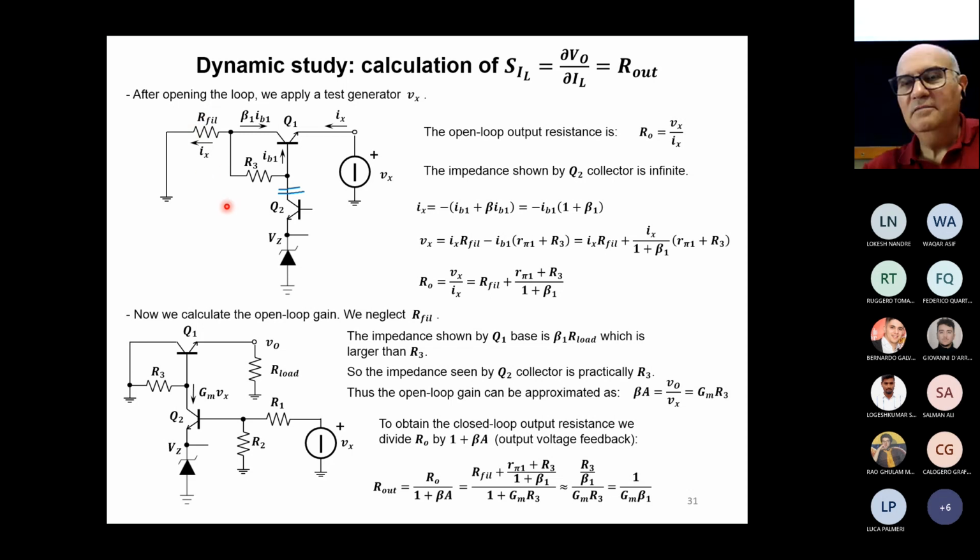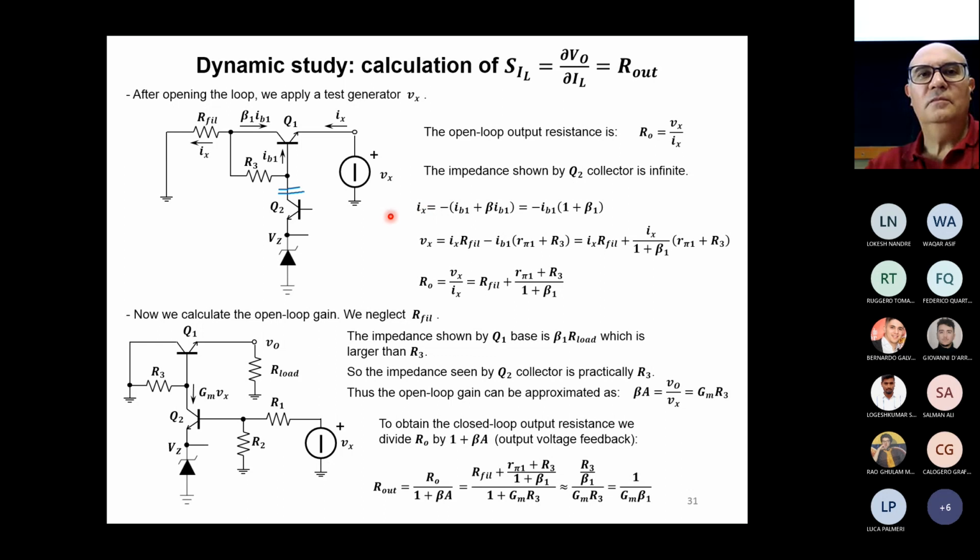And I can use this trick for trying to recover the values. So don't be afraid of the strange direction for those currents. Basically, Ix is the sum of IB1 and beta IB1, but I have to change the sign because they're going the other way. So I can write that Ix can be written as minus IB1 plus beta IB1. Do you agree? That is minus IB1 times 1 plus beta 1. And that's the first result.